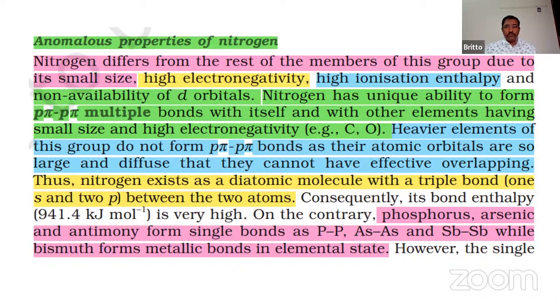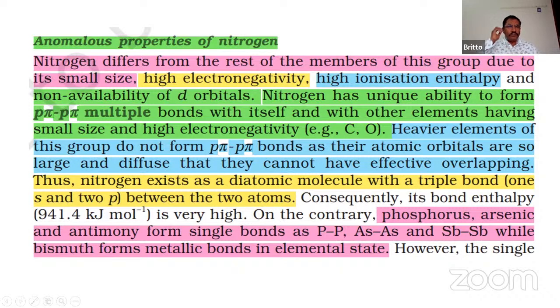The reasons are small size, high electronegativity, high ionization enthalpy, and non-availability of d orbitals. Remember, as we move down the group, electronegativity decreases. As we move from left to right in the periodic table, electronegativity increases. So on the left side we have the S block elements, which are electropositive, and here they are electronegative.